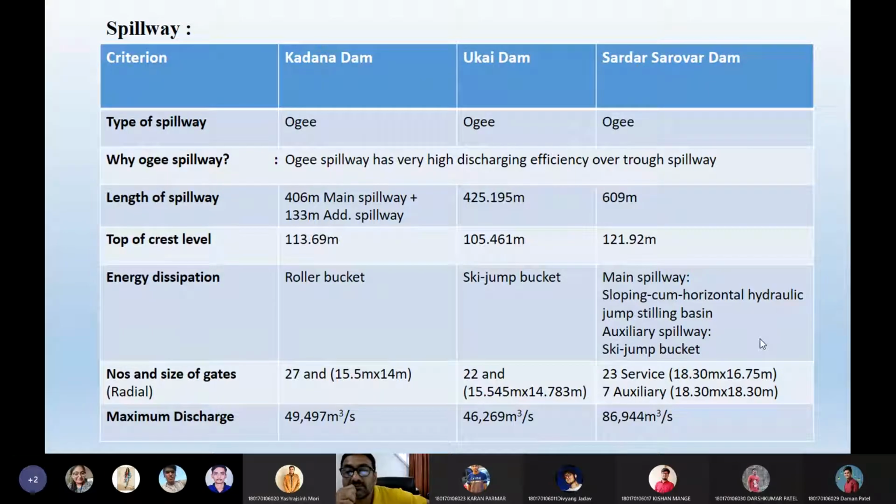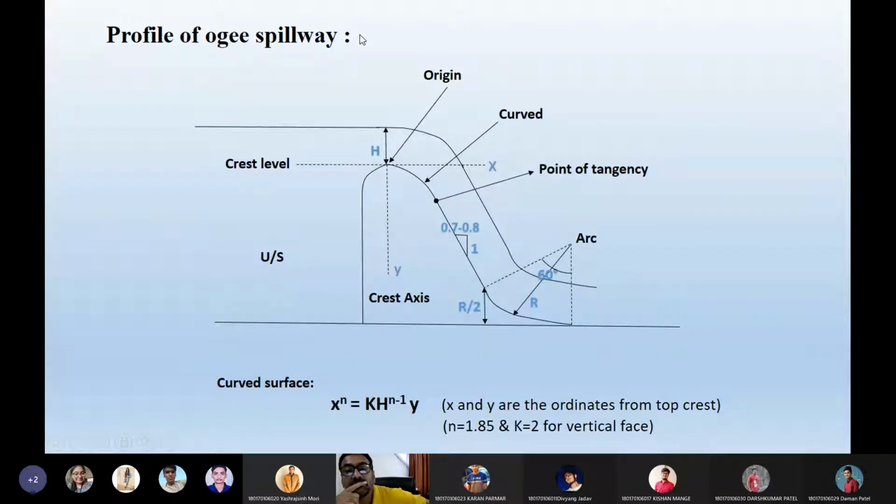Here the number and size of the gates and the maximum discharge are given. Here is the profile of an Ogee spillway. The upstream side is vertical here, and this is the curved portion of the Ogee spillway, and from here it is a sloping surface after this curved surface, and then there is an arc of a circle, and this arc of circle is generally provided at 60 degrees, and this slope of 0.7 to 0.8 horizontal to 1 vertical is provided. And this is the origin, that is the crest of the spillway.